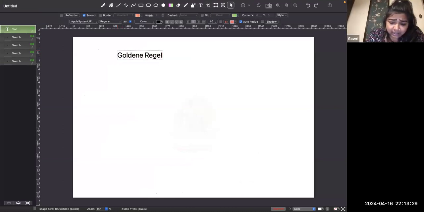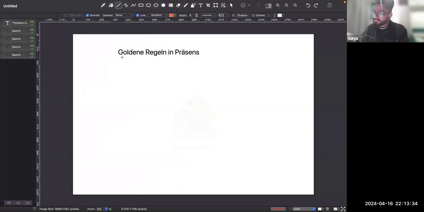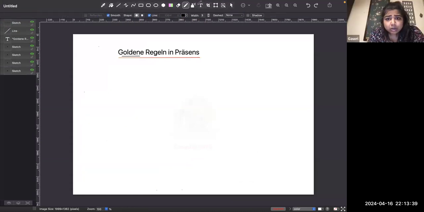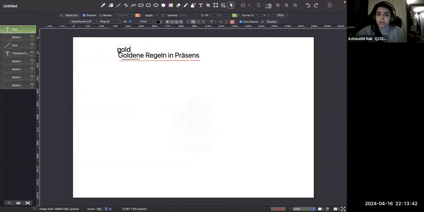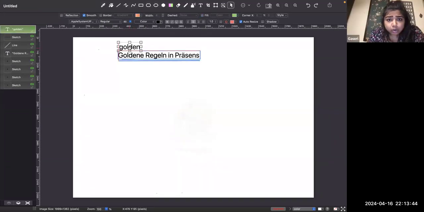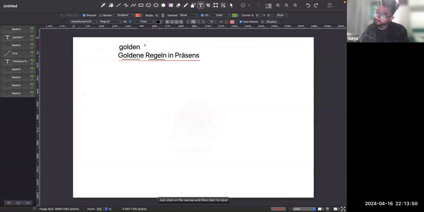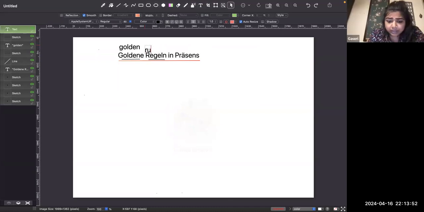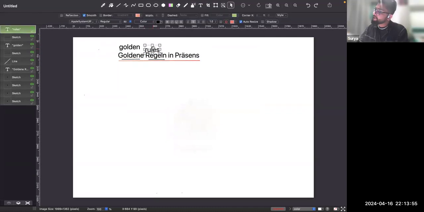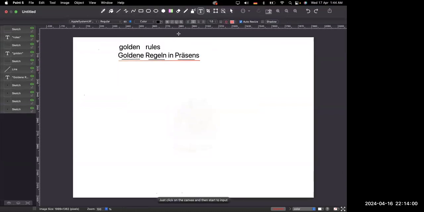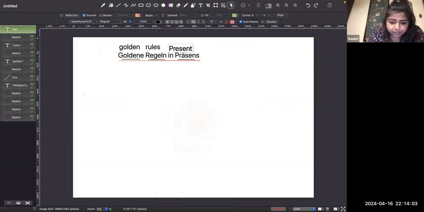Goldene Regeln in Present. This is the heading. Goldene means golden. Regeln means rules. So golden rules in present. What does present mean? Present tense. Golden rules in present tense.